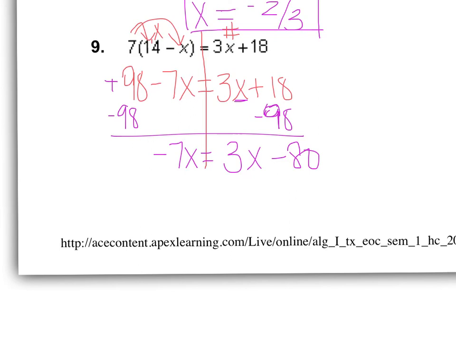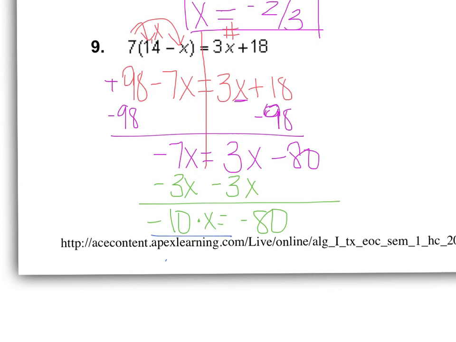I still need to get my x's on the same side, so I'm going to minus 3x from both sides. And I end up with negative 10 times x equals negative 80. And lastly, I'm going to divide both sides by negative 10. So I end up with x equals positive 8. So that would be my solution to this problem.